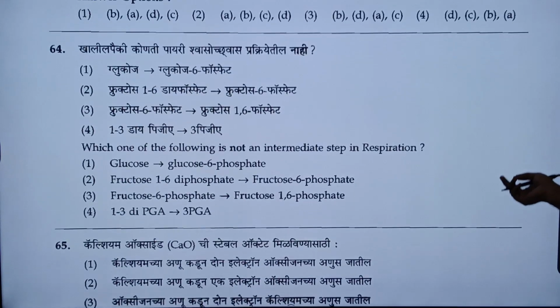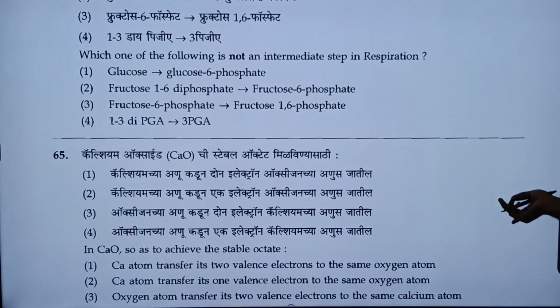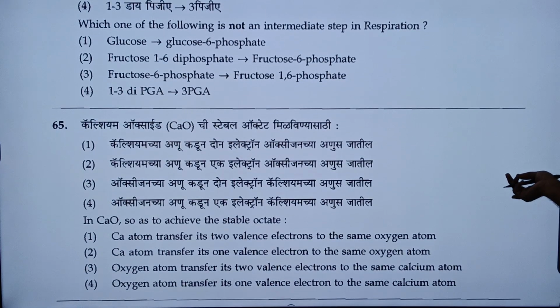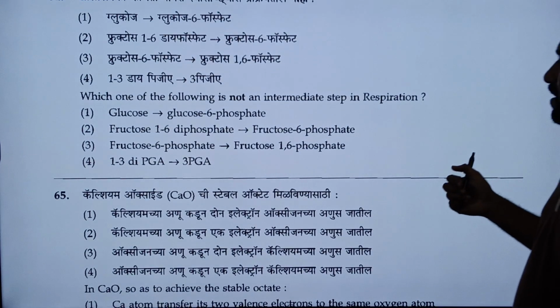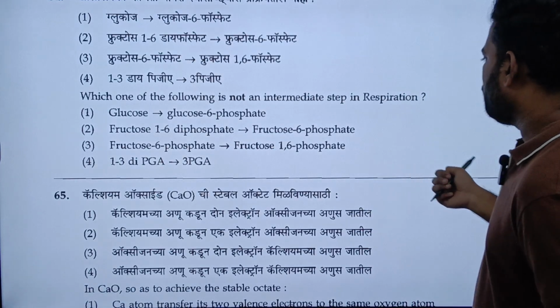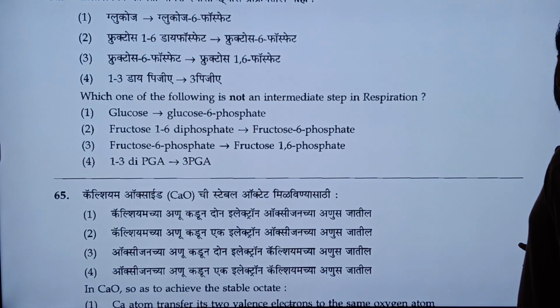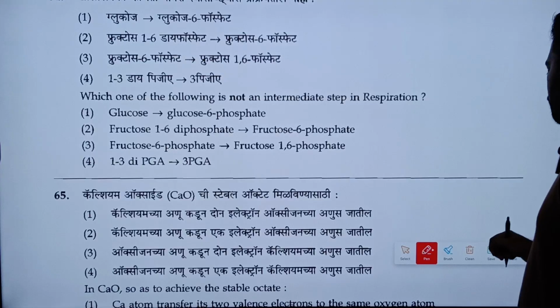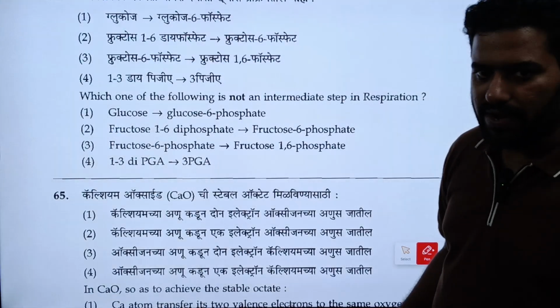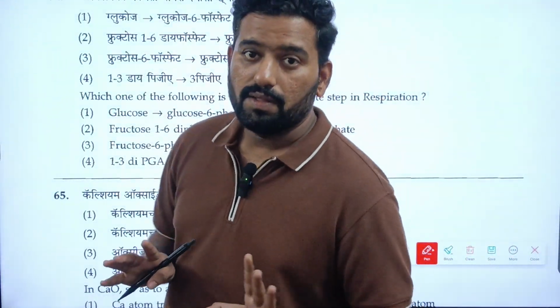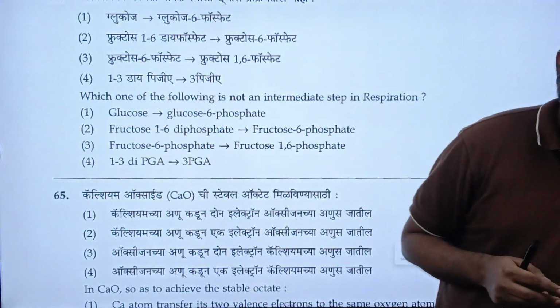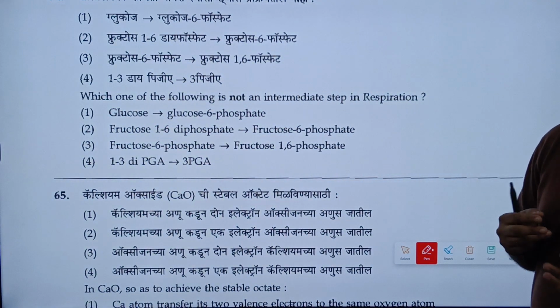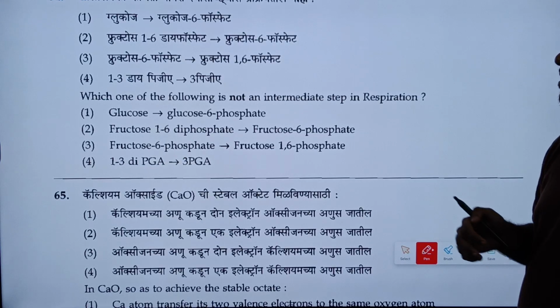Next question: which one of the following is not an intermediate step in respiration? This is a tough question. Answer is 2, fructose 1,6 diphosphate. So in Rajyaseva prelims, 20 questions are there from general science. Of those 20 questions, 4 to 5 are difficult to solve.